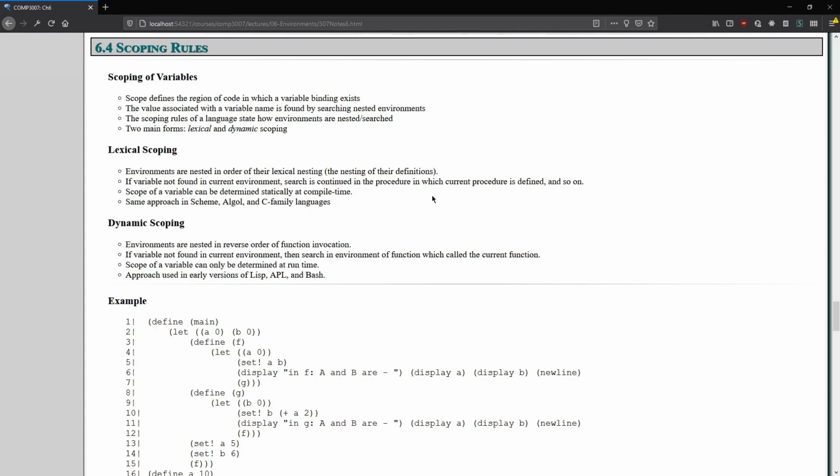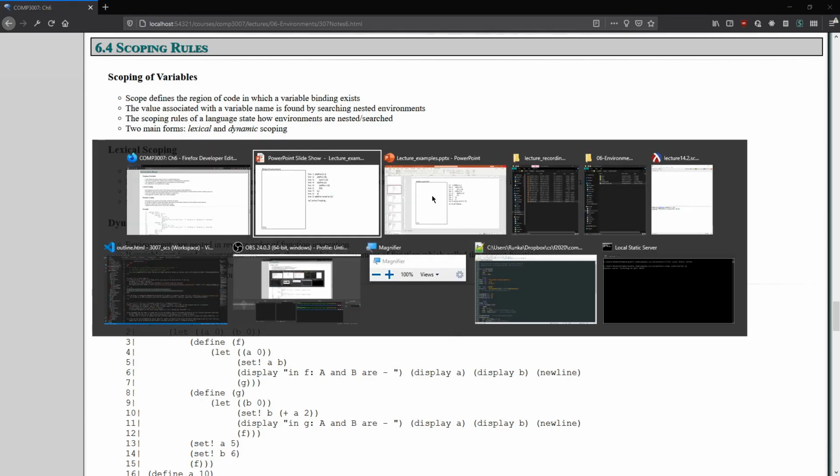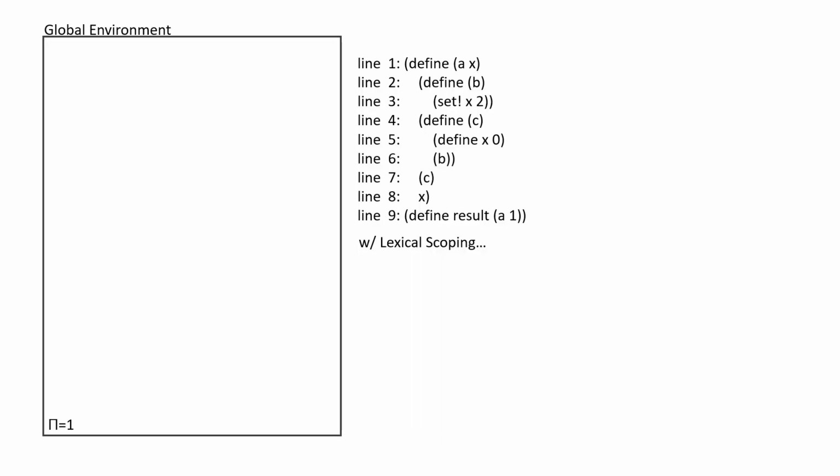So let's see an example to really make concrete the difference between lexical and dynamic scoping. All right, so in this code here, most of it's all just one big function called a that takes a parameter x. Inside a, though, we have two other functions, b and c, which don't take any parameters at all.